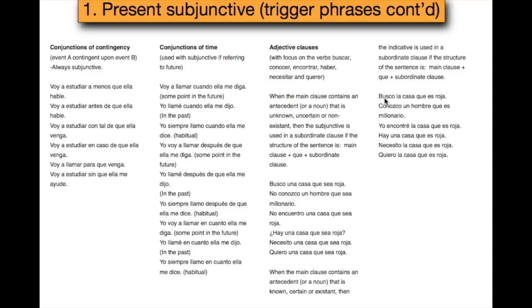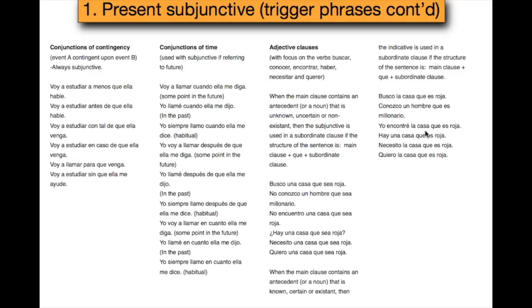So, for example, if I say I'm looking for the house that is red, because I changed this word here, I'm looking for the house. The word the indicates that I know or I have previous knowledge of this house. I know that it exists. And so when that's the case, I will use the indicative or the regular verb conjugations. I will not use the subjunctive. Okay. If I say I know a man, so now my statement is rooted in knowledge or certainty, so I do not need the subjunctive here.